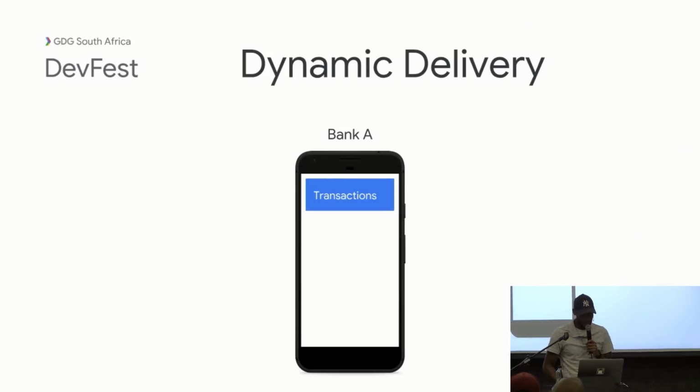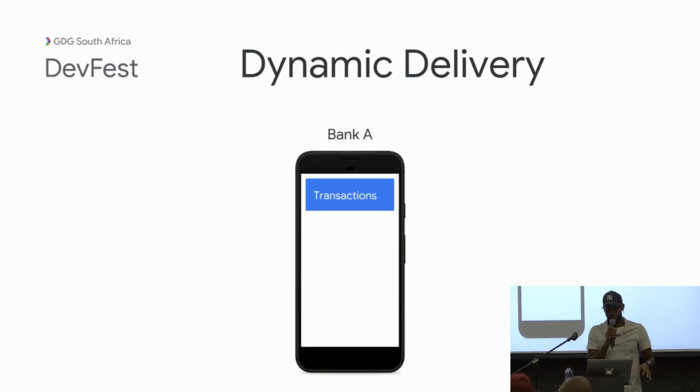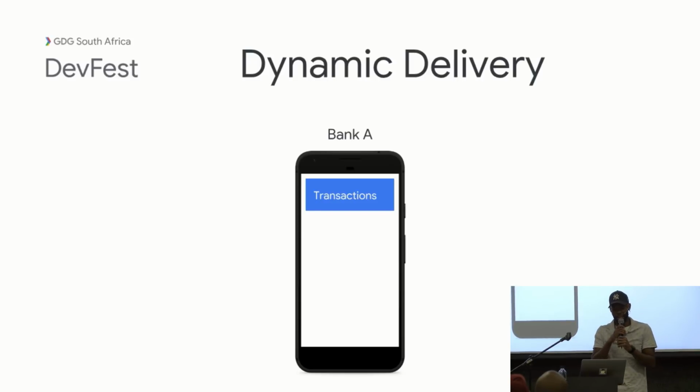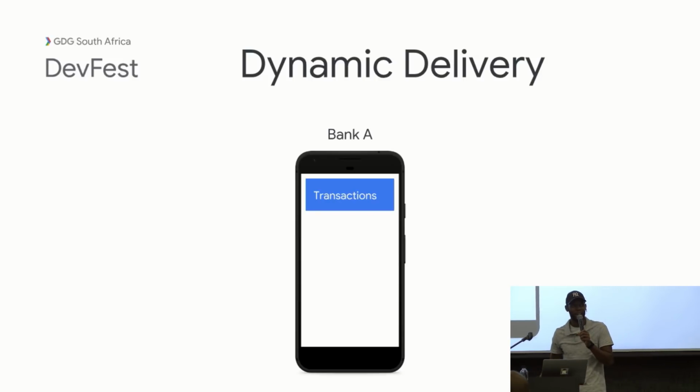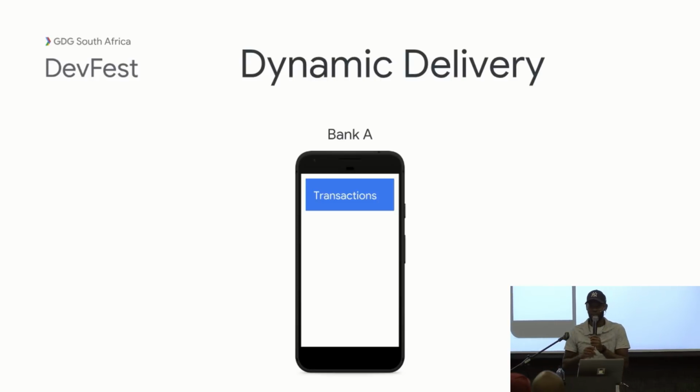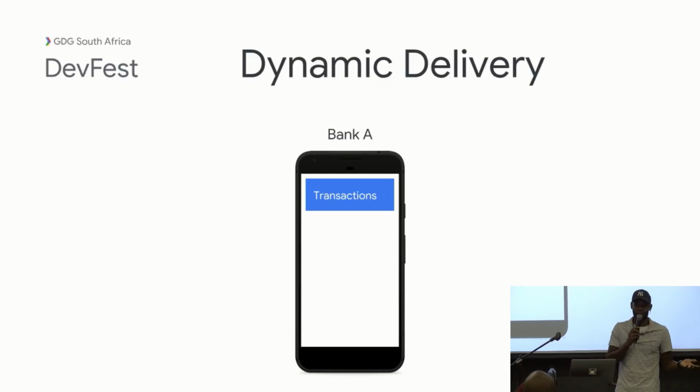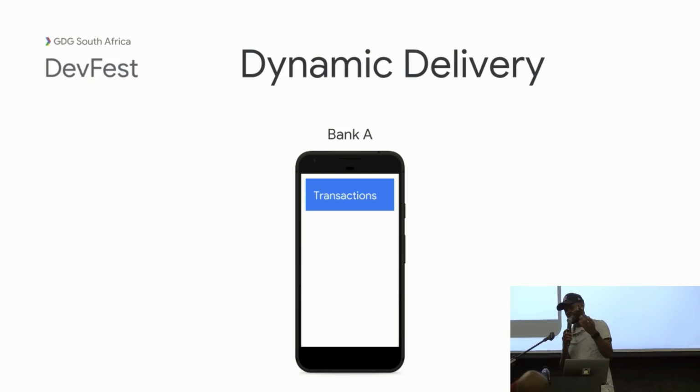So let's first look at dynamic delivery modules. We have Bank A here. Bank A has a module which provides transactions. Transactions in this module would be your day-to-day banking: checking your balances, sending money, depositing money into different accounts and all that. Those are the core functionalities of every bank. You want to be able to save your money, access it, view your balances, transfer money to other accounts, transfer money to other people. That's that.